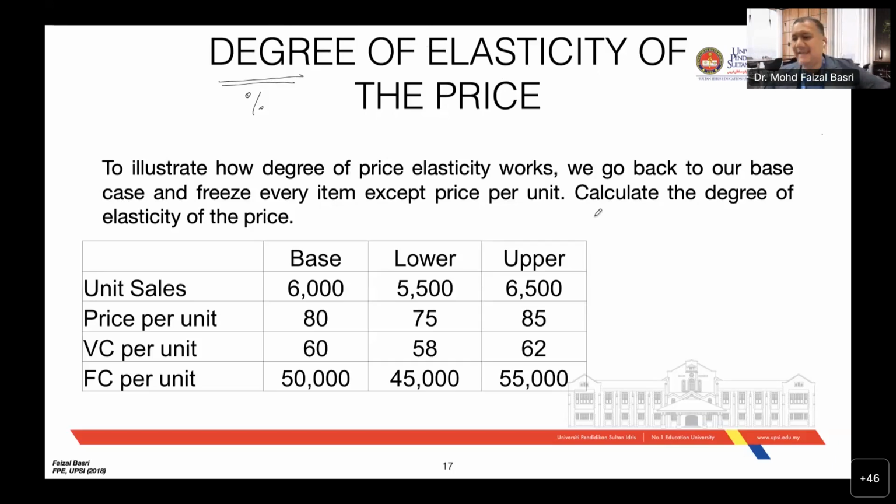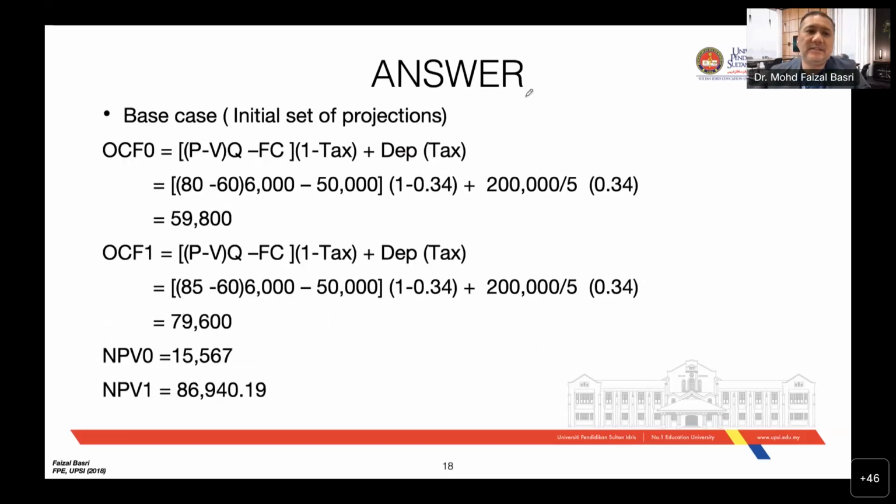We're going to freeze every piece of information that we have, but we're going to change only 1 piece of information again. And for this degree of elasticity of price, since the name is price, we're going to change just the price. We're going to swap the price to either the lower or upper bound, and the rest of the variables will remain the same. So our original OCF is 59,800, and our NPV is 15,567. We stick to this information, 15,567.